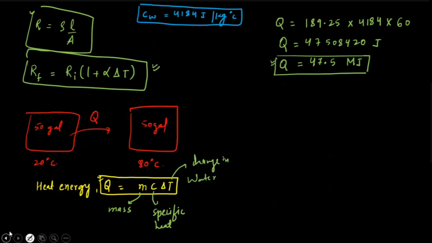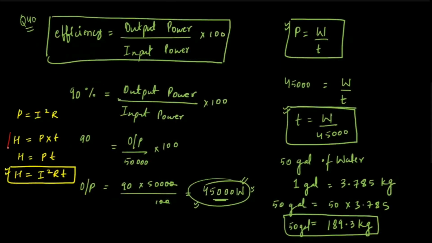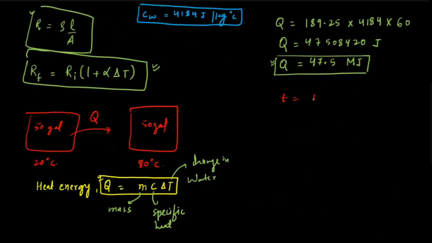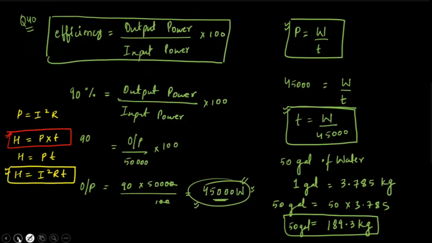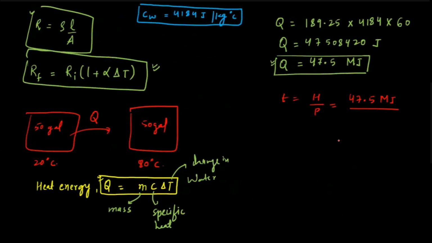Now, as I told you, this relation that heat is also equal to power times time. So we have to find out time here. The time is going to be heat divided by power, right? Heat is 47.5 megajoules. Power, which we already calculated in the previous question as per the efficiency, is 45,000 watts, because it was 90% efficient only. So heat is going to be 47.5 megajoules, whereas power is going to be 45,000 watts.